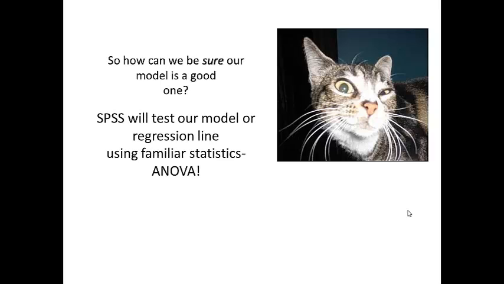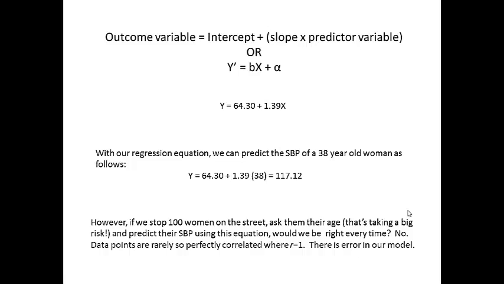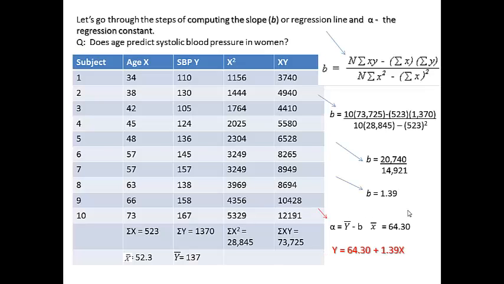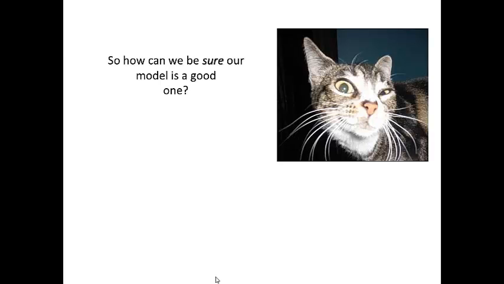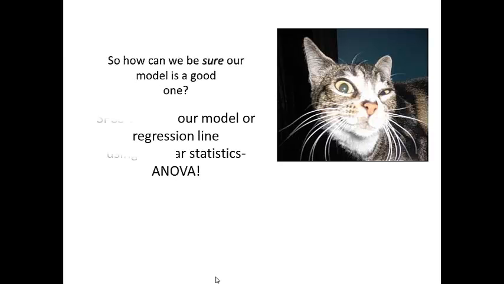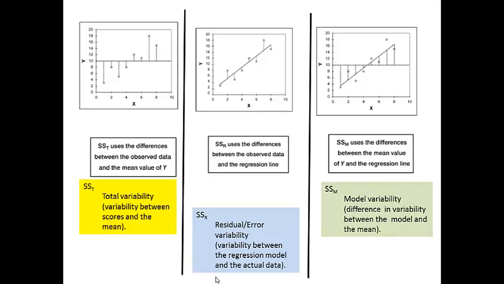SPSS will test our model, or our regression line, using the Anova. The Anova will tell us if our model is better than just using an average. In other words, of these 10 women, what was the average systolic blood pressure? Can we go through life and say, well, of all women, their average systolic blood pressure is, let's look back on our table here, and we found that the average systolic blood pressure was 137. Can we just use the mean, or can we use the regression line to predict it? Again, Anova will tell us if our line is a good fit.